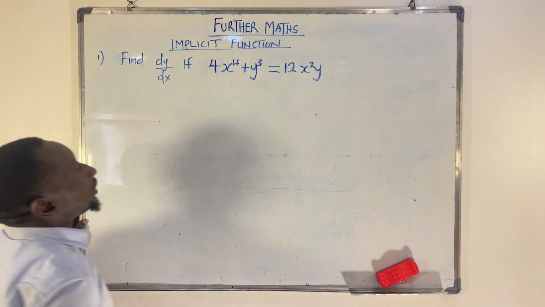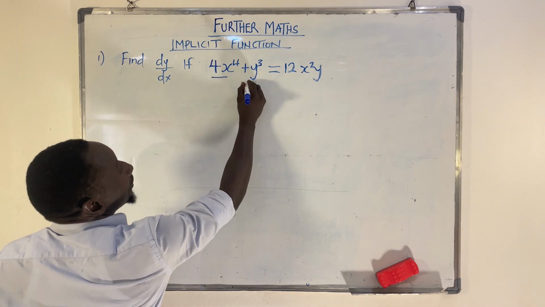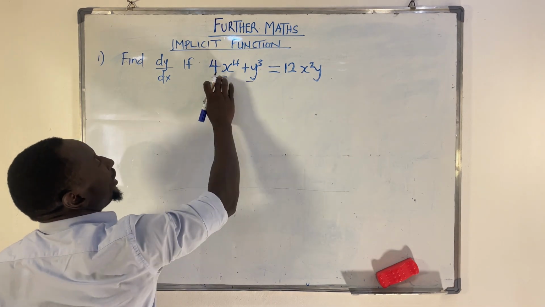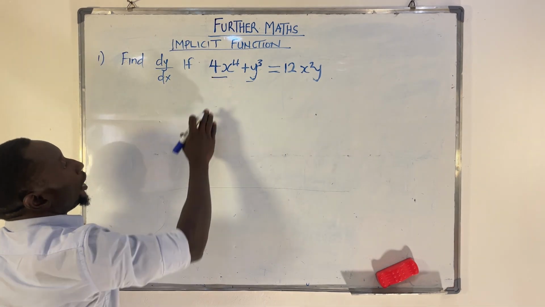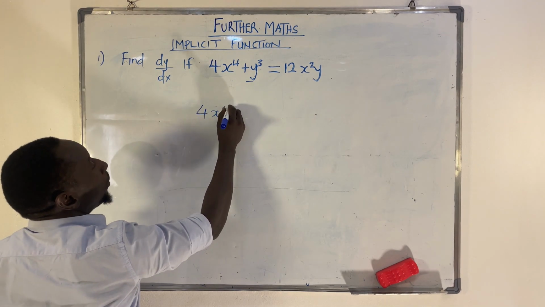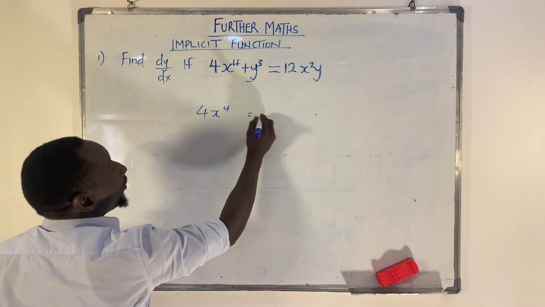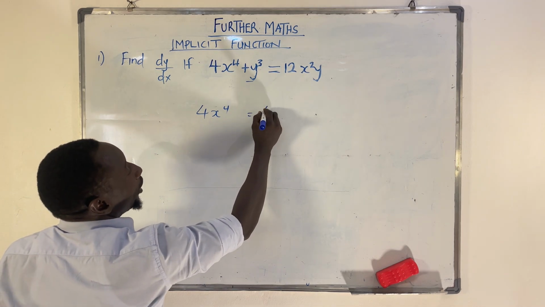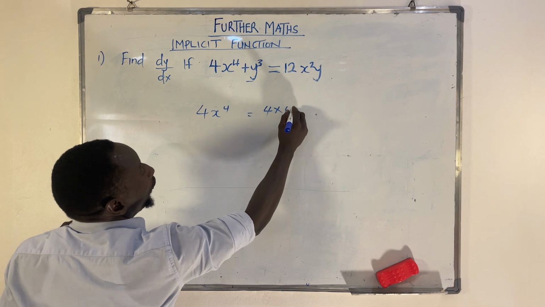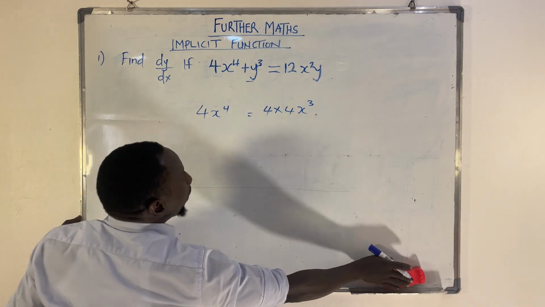Now, under implicit function, if you remember what I used to tell you, I said you will differentiate term by term. Each term, you take it and differentiate it separately. Now, here we have our 4x raised to power 4. If you differentiate this one directly, you have 4 times 4x raised to power 3.